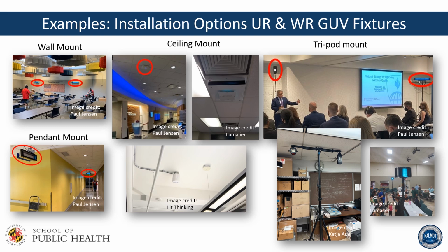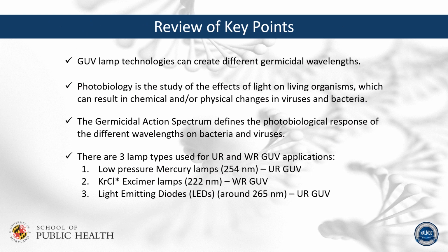Let's review the key points. GUV lamp technologies can create different germicidal wavelengths. Photobiology is the study of the effects of light on living organisms, which can result in chemical and/or physical changes in viruses and bacteria. The germicidal action spectrum defines the photobiological response of the different wavelengths on bacteria and viruses. There are 3 lamp types used for upper room and whole room GUV applications: low pressure mercury lamps, krypton chloride lamps, and light-emitting diodes.